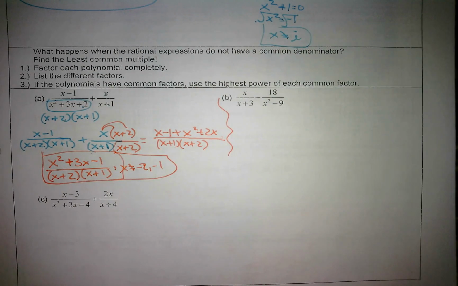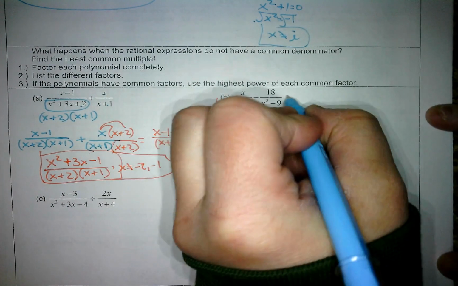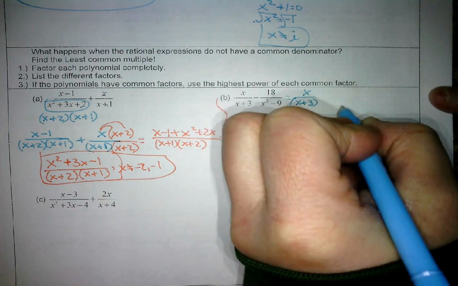So multiply by whatever's not there. Make them look exactly the same. Okay, so let's take a look at this next one. So for this next one, we're going to have x over x plus 3. We can't do anything with that.